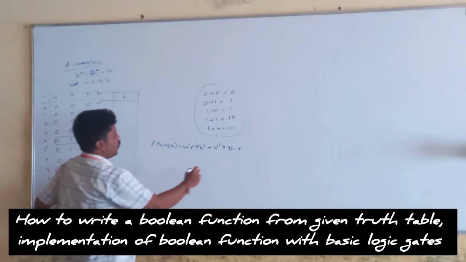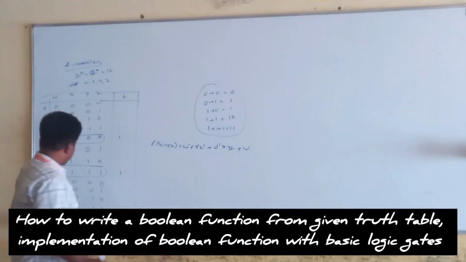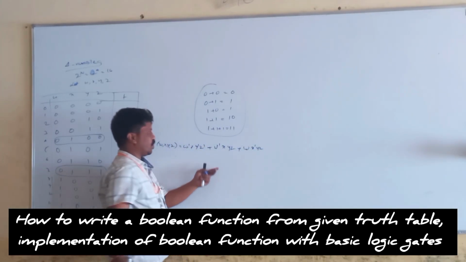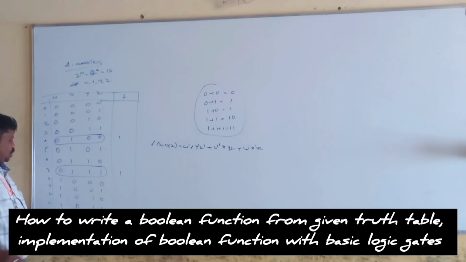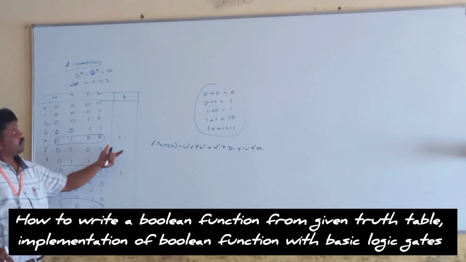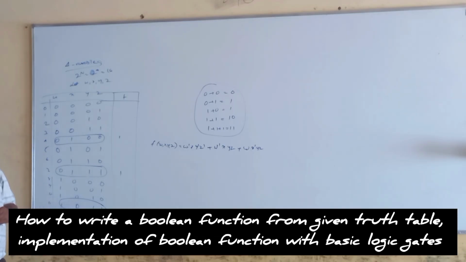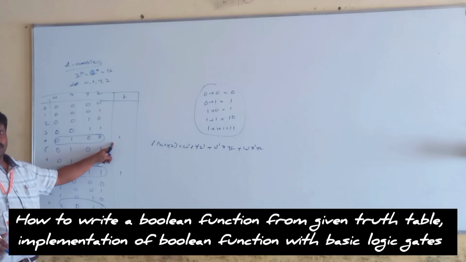Then 1 is w, and 011 is x dash y z. Wherever the binary combination has a 0, that variable is taken in its complement form, and the remaining variables are taken in normal, uncomplemented form. This we call writing of the terms, writing the terms of the boolean function which has the high value. If any binary combination has the high value, that combination can be considered as a term in my boolean function.